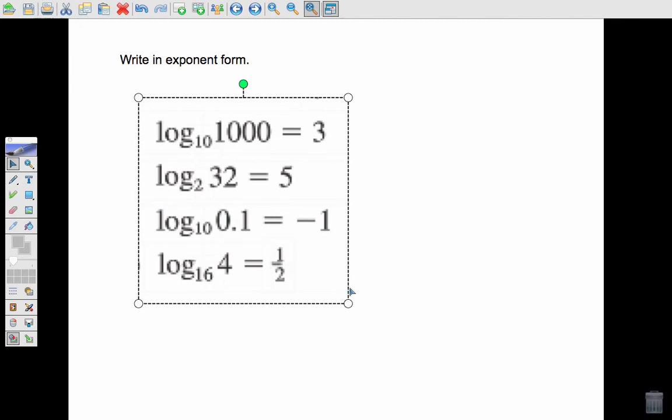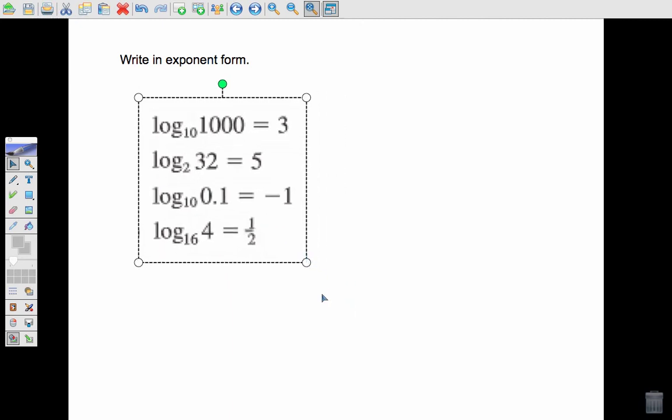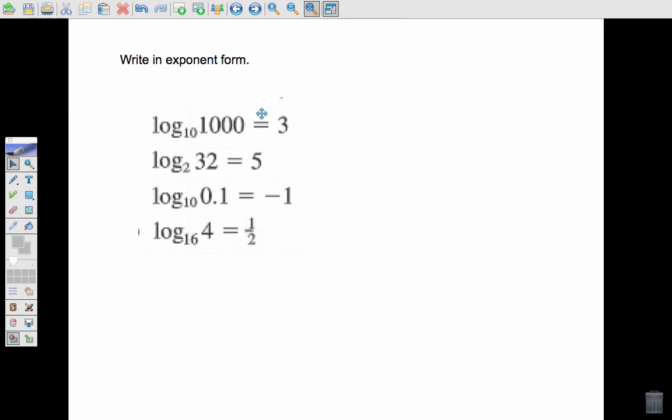All right, let's look at a few more. So we want to write these in exponential form. So we're given an entire equation. Log base 10 of 1,000 equals 3. We want to use the definition to write in exponential form. So let's just rewrite our definition. We know that log base a of x equals y means a to the y power equals x. So I'm just going to rewrite these. So log base 10 of 1,000 equals 3 means 10 to the third power equals 1,000.